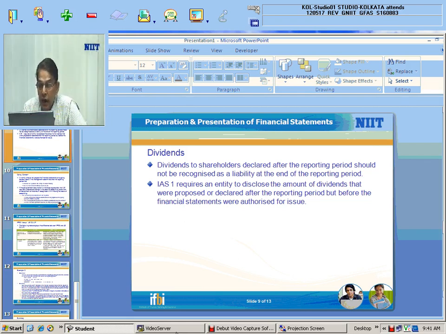IAS 1 requires an entity to disclose the amount of dividends that were proposed or declared after the reporting period, but before the financial statements are authorized for issue. So dividends declared after the reporting period are again a non-adjusting event. Dividends on equity shares proposed or declared after the balance sheet date should not be recognized as a liability at the balance sheet date. Such a declaration is a non-adjusting subsequent event, and footnote disclosure is required unless it is immaterial.